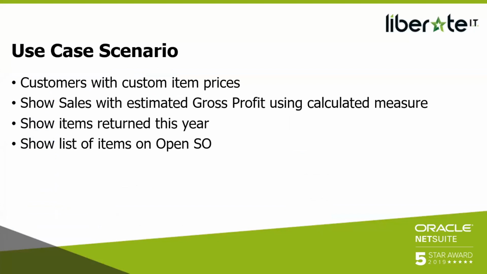So let's have a look at the use case scenario that I'm going to be using. In my scenario, we will create 2 data sets and 1 workbook to provide me with the following information. I want to view customers that have custom item prices assigned to them. And what I want to see in that pivot table is the item, the custom price assigned, the currency.